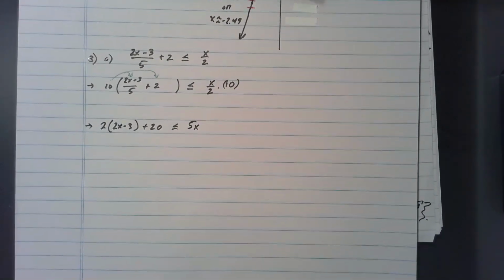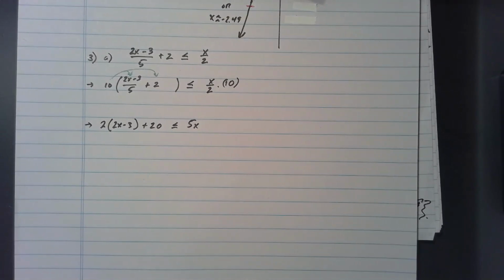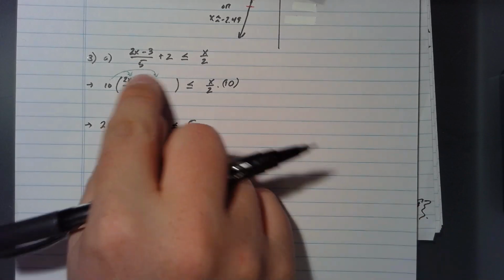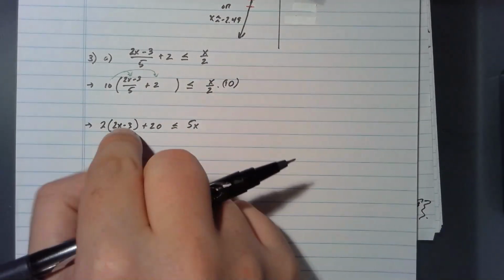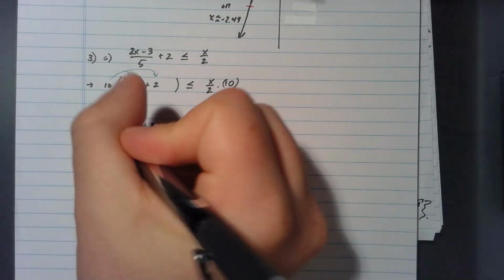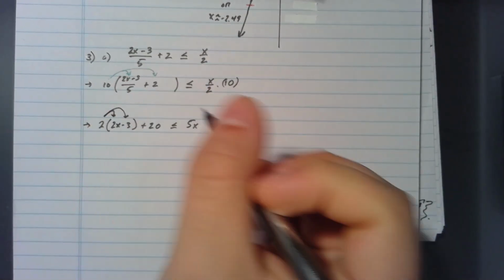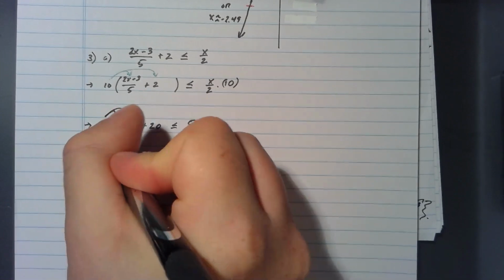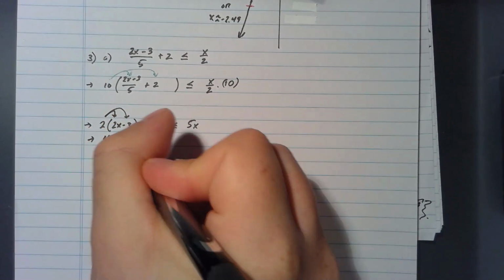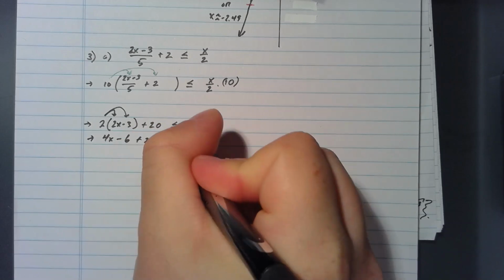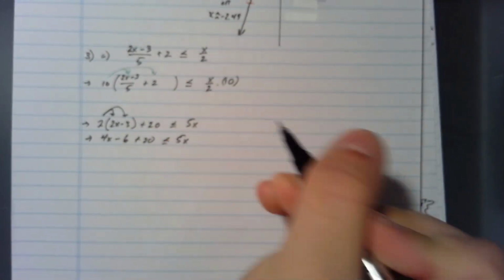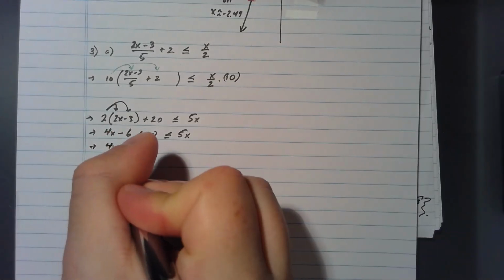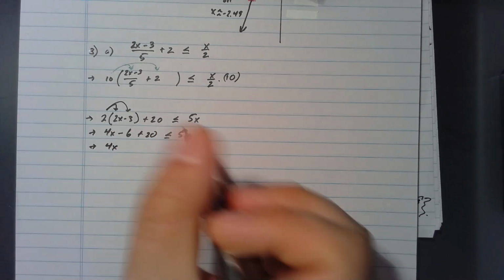So that's what I have now, which is really nice because I don't have to do the GCF. I'm fine there. Doing the LCM gets rid of the fraction, so I just have a nice linear inequality. From here, you could distribute the 2 to both terms in this expression. So you're going to get 4x. 2 times 3 is 6. Plus 20, which is less than or equal to 5x. Minus 6 plus 20 is plus 14.